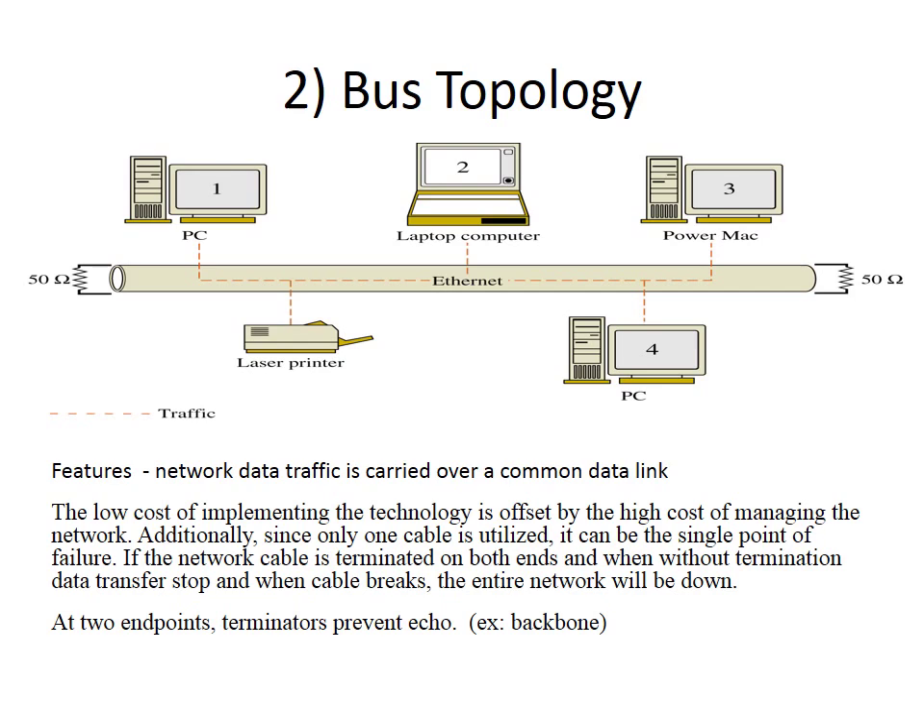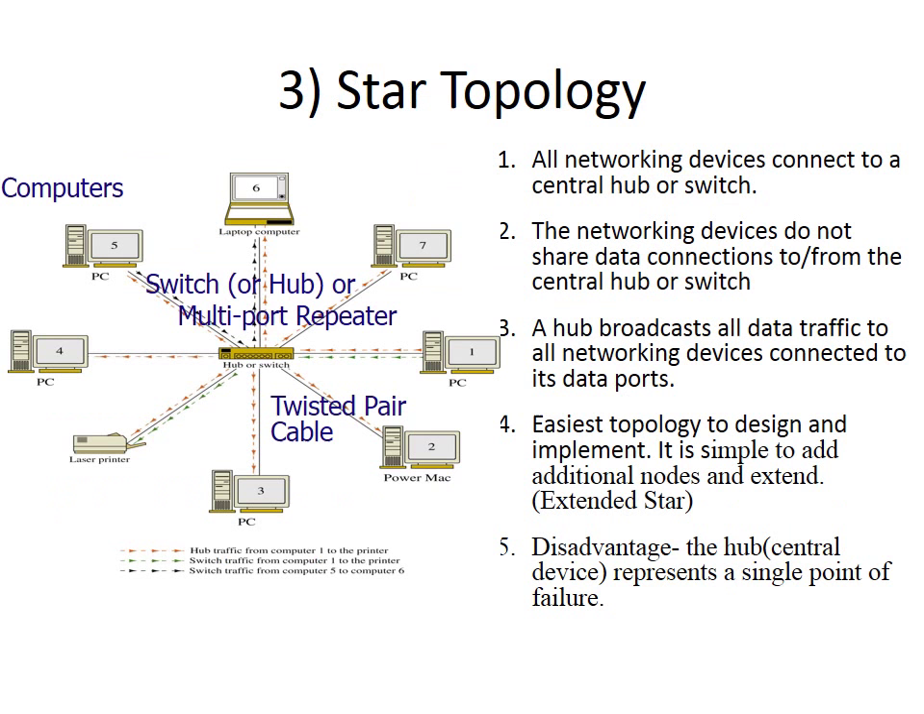When the electrical signal reaches the end of the bus, the signal echoes back down the line, causing unwanted interference. As a solution, the two endpoints of the bus are normally terminated with a device called a terminator that prevents this echo. The star topology is considered the easiest topology to design and implement.